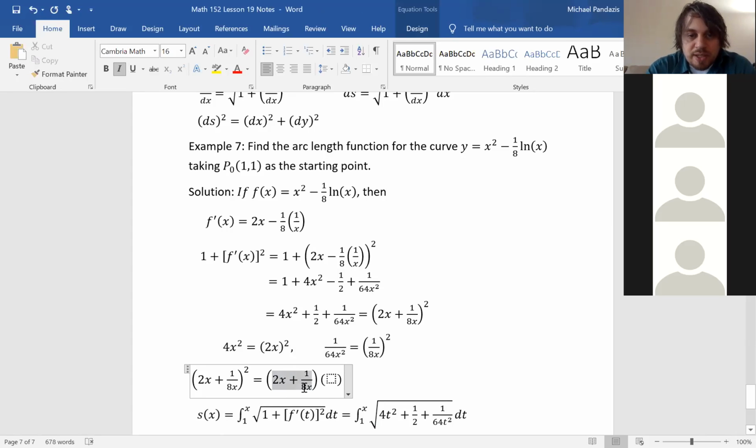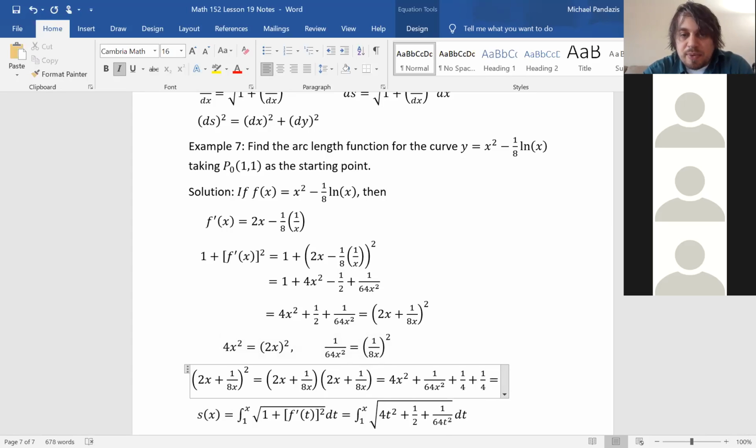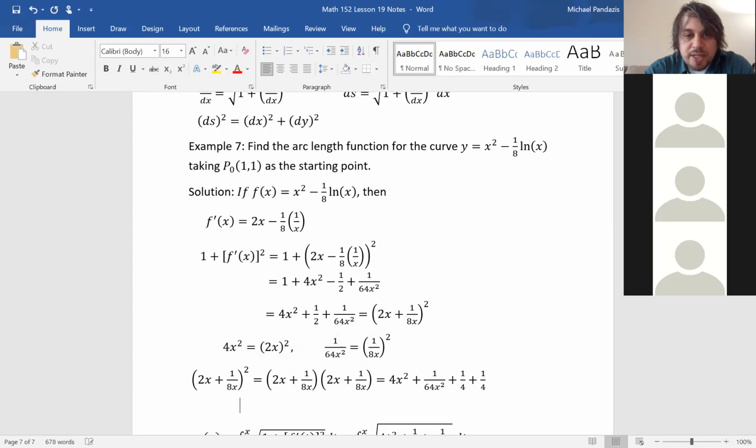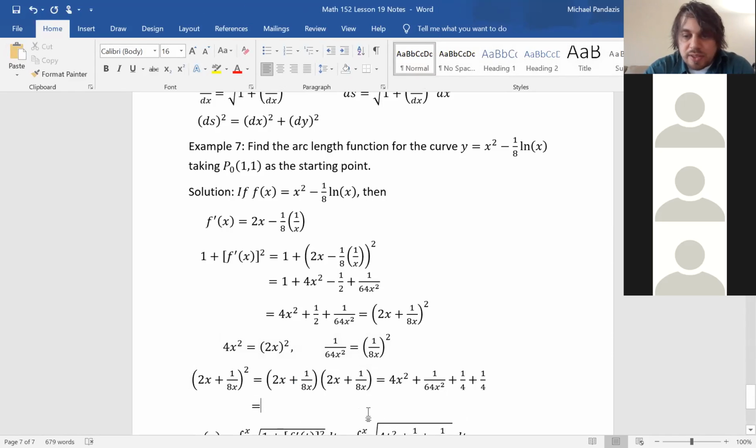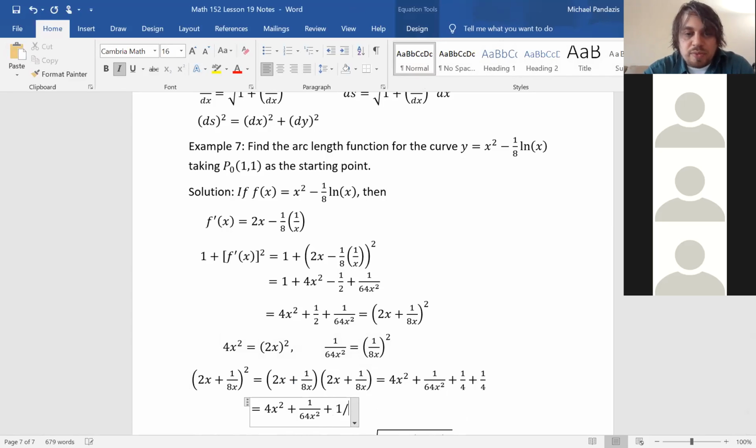And so you multiply this by itself when you square it. This is equal to 2x squared, which is 4x squared, plus 1 over 8x times 1 over 8x, which is 1 over 64x squared. Now the middle terms: 1 over 8x times 2x is 1/4, plus the other 1 over 8x times 2x, which is also 1/4. And so when you add all this up, you get 4x squared plus 1 over 64x squared plus 1/4 plus 1/4, which is 1/2.